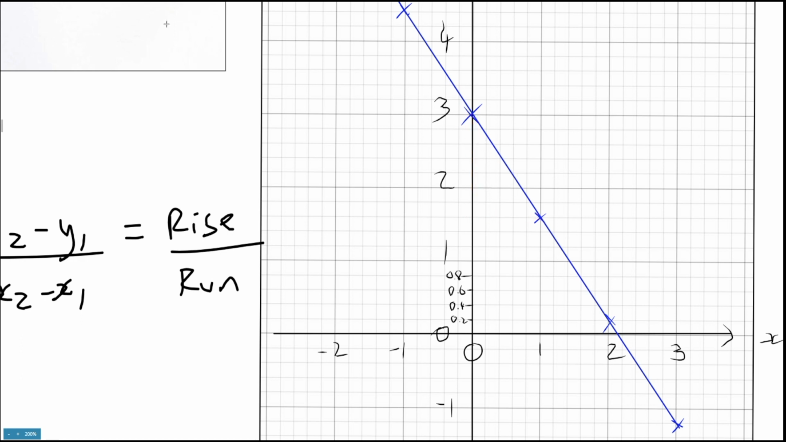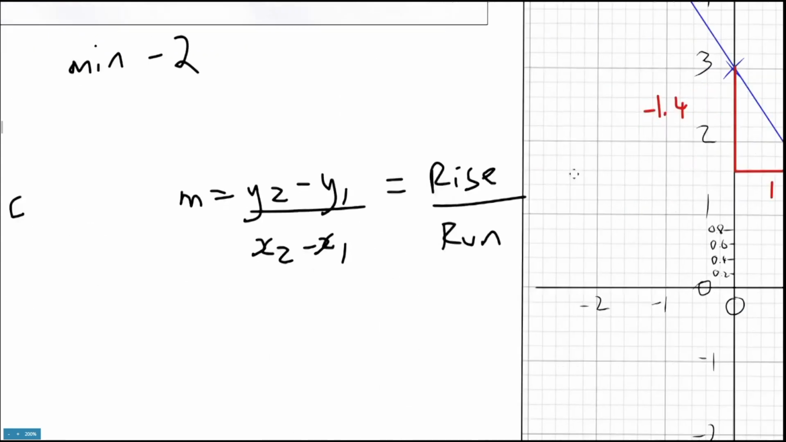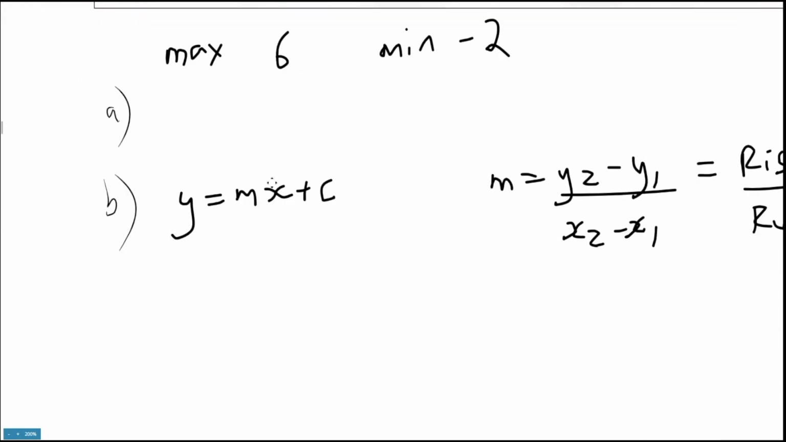So let's have a look at the rise, how much is it going up by? Well, in this case, it's not going up, it's actually going down. It's going from 3 down to 1.6, so that must be negative 1.4. It's going down by 1.4, and it's going across by 1. So it will be negative 1.4 over 1, which is the same as negative 1.4. This is the rise over run. This is the slope or the gradient. So that's also my m value right here.